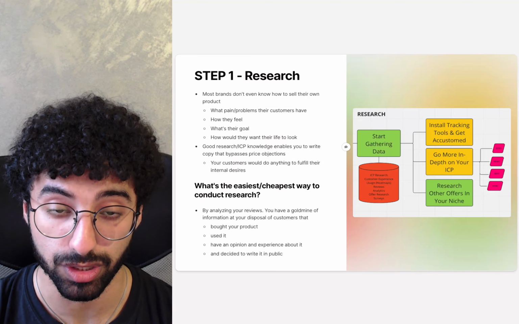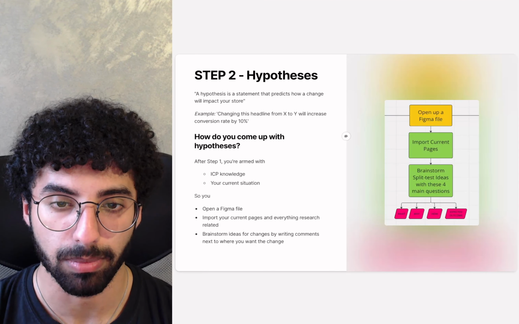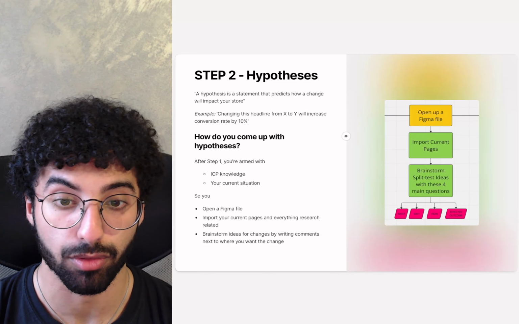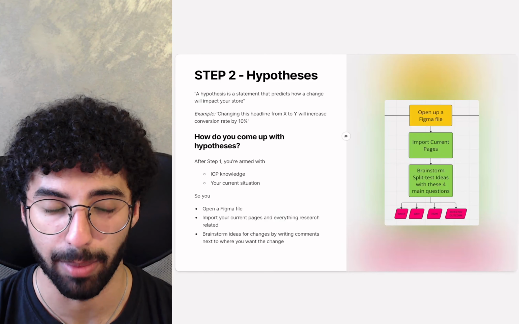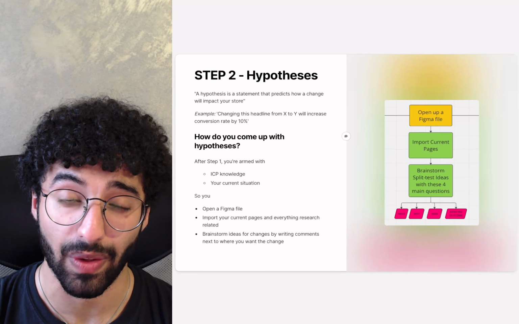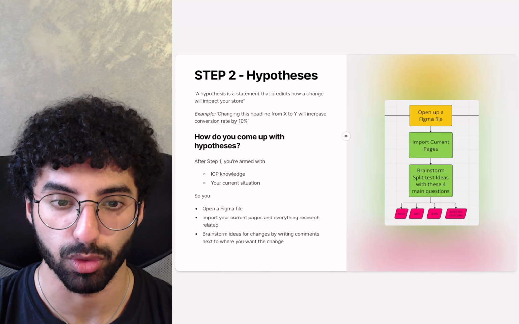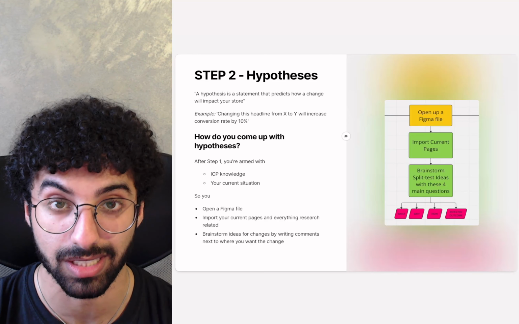Now that you're armed with your research, you can go forward to step 2, which is hypothesis. A hypothesis is a statement that predicts how a change will impact your store. Example: changing this headline from X to Y will increase conversion rate by 10%. How do you come up with hypotheses that make sense, not just random ones? After step 1, you're armed with ICP knowledge and your current situation, so how your store is currently looking and currently selling your product.